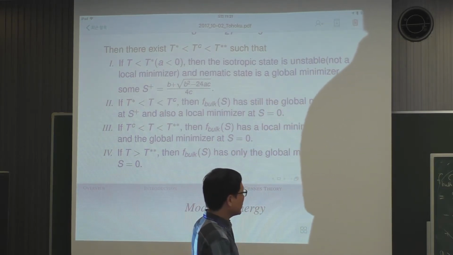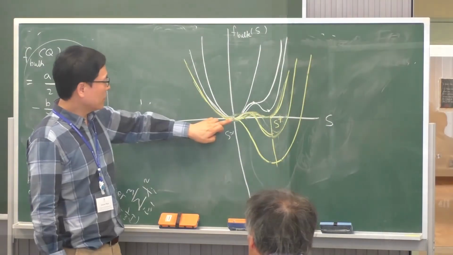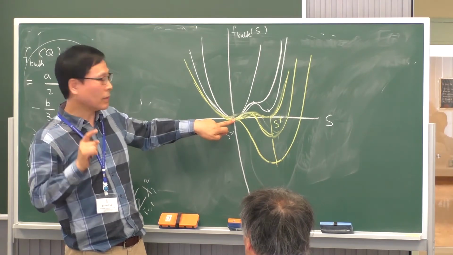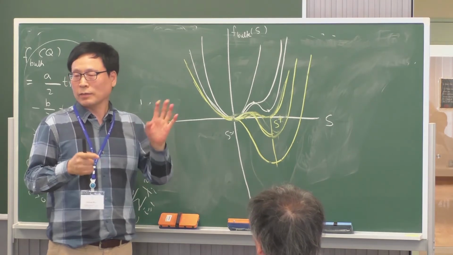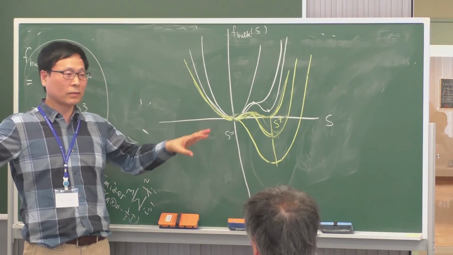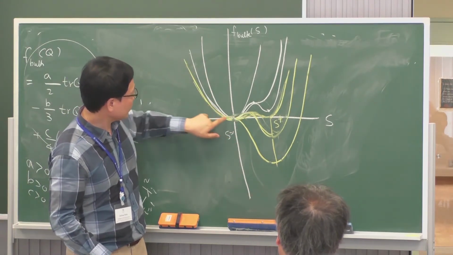So when you want to study different states: S equals 0 means the isotropic state, and S plus means a pure nematic state. So you want to study a mixture of isotropic and nematic. So you can study the range of this graph.